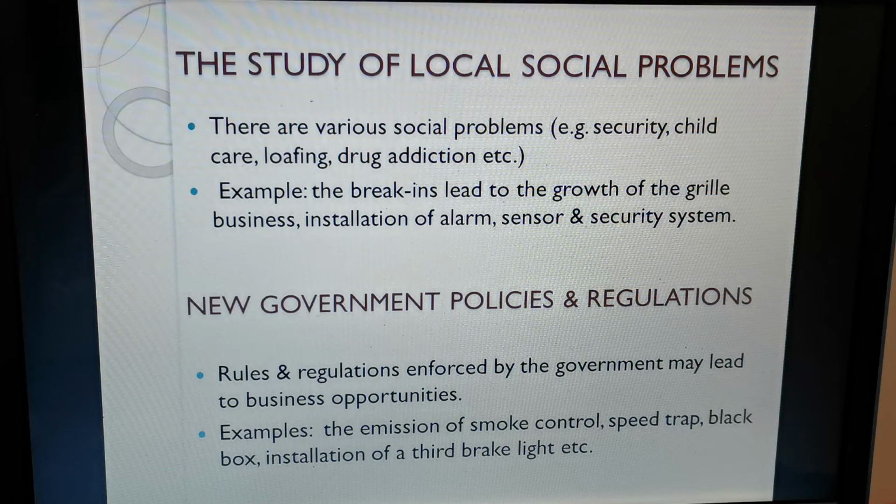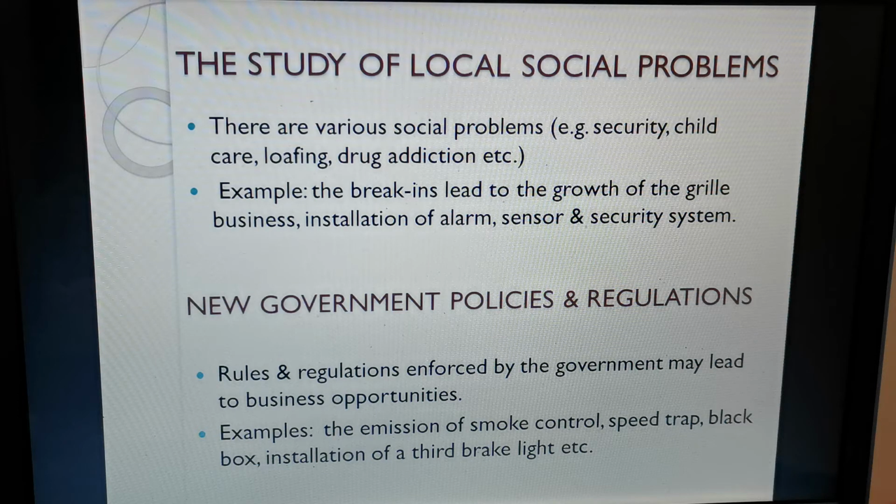The next one is the study of local social problems, where you translate problems into business opportunities. For example, security, childcare, loafing, drug addiction, etc. By looking at social problems, for example, break-ins lead to the growth of the grill business, installation of alarms, sensors, and security systems. You can even hire a security guard to take care of your residential area. So these are the social problems that will lead to business opportunities.